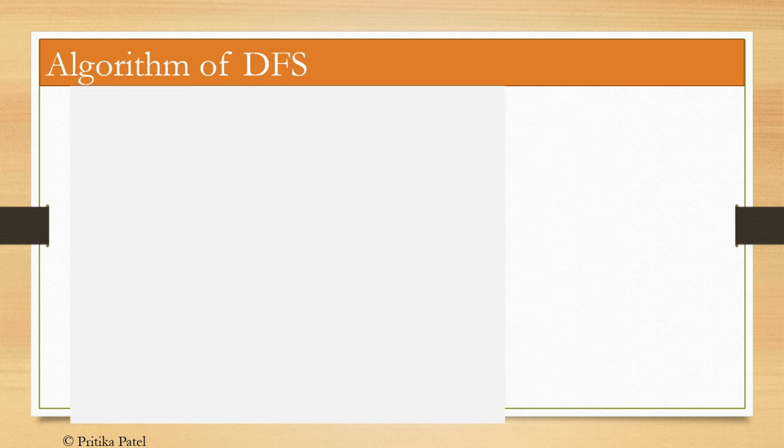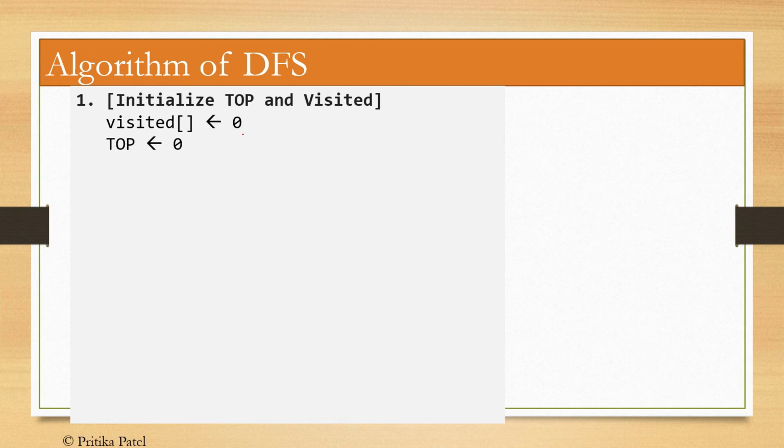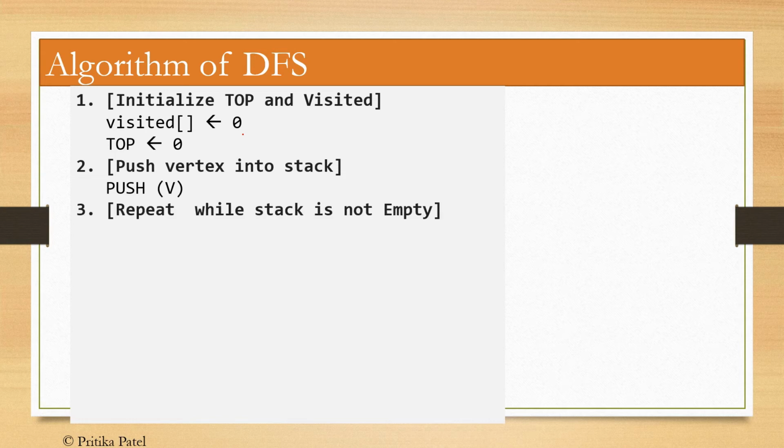Now the algorithm of DFS. First of all, we have to initialize top and visited. Visited is initialized with 0 and top is initialized with 0, right? Now step number 2, push vertex into the stack. So push V for push vertex into the stack, the push algorithm is used and the vertex is pushed into the stack, right?